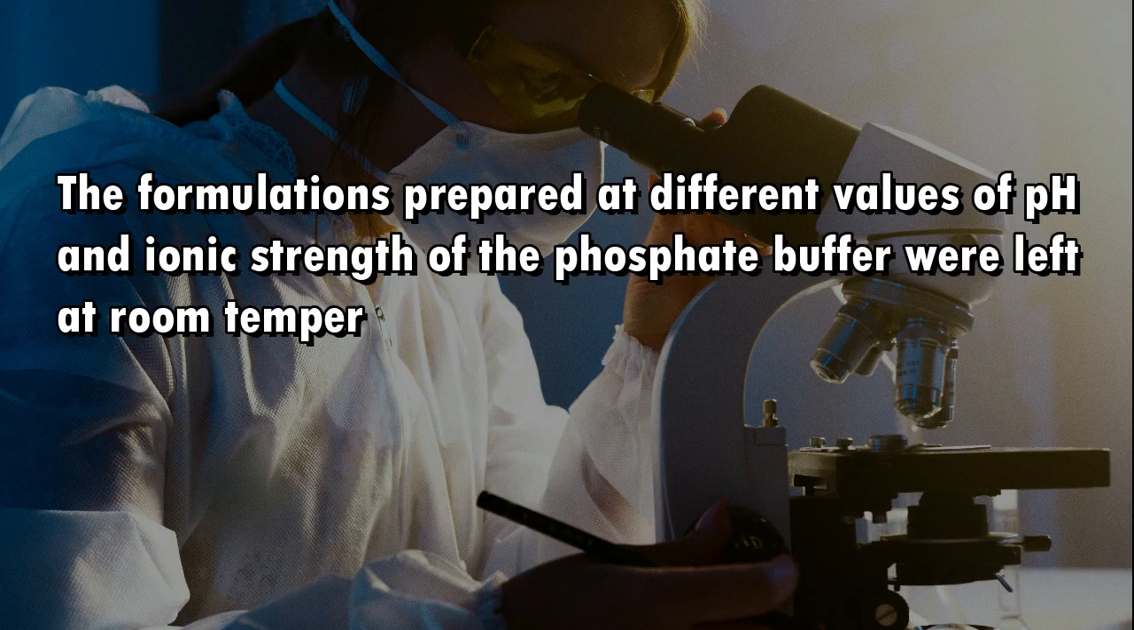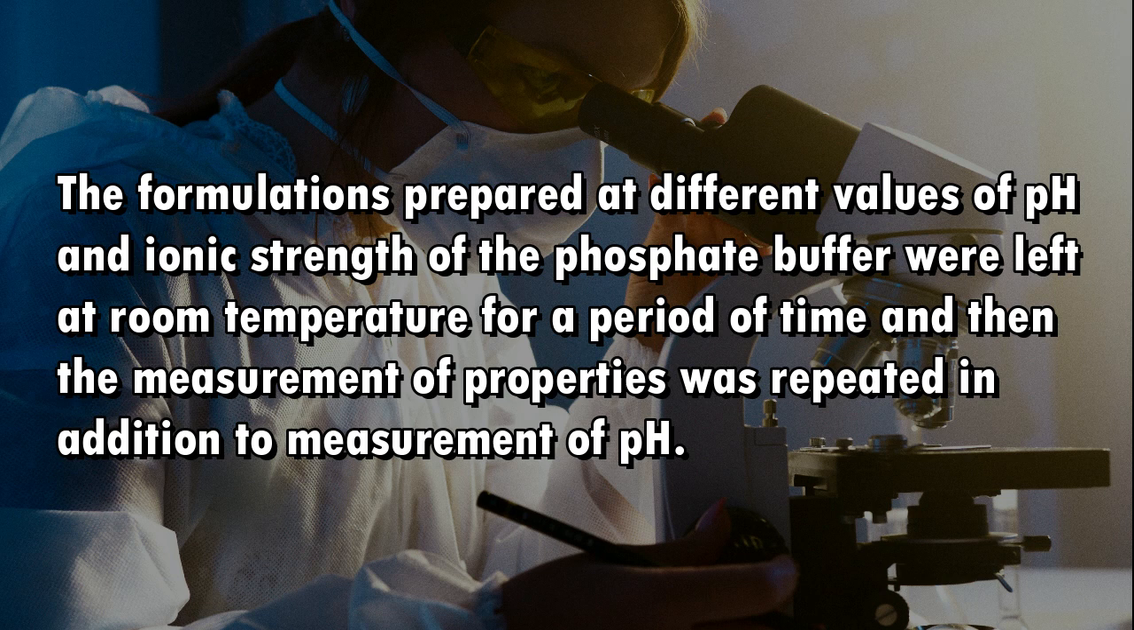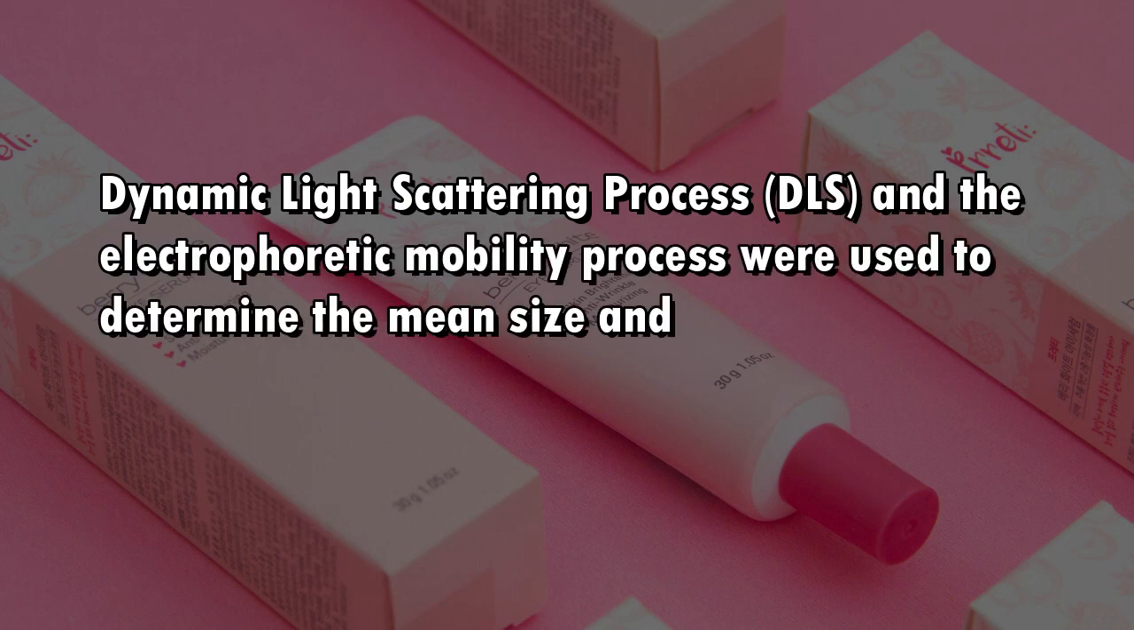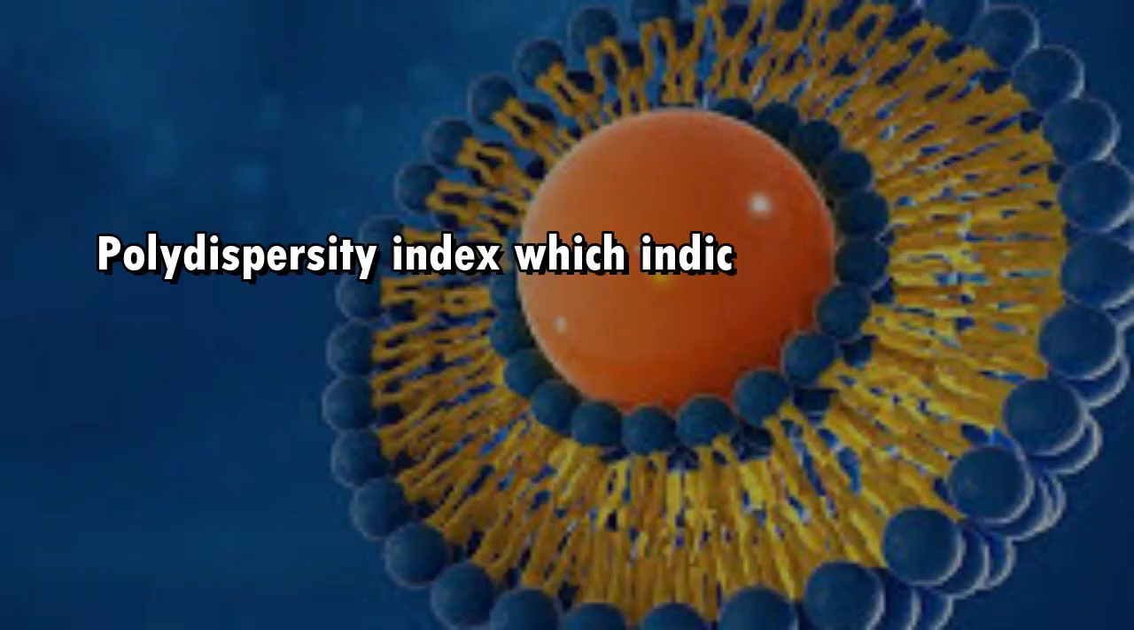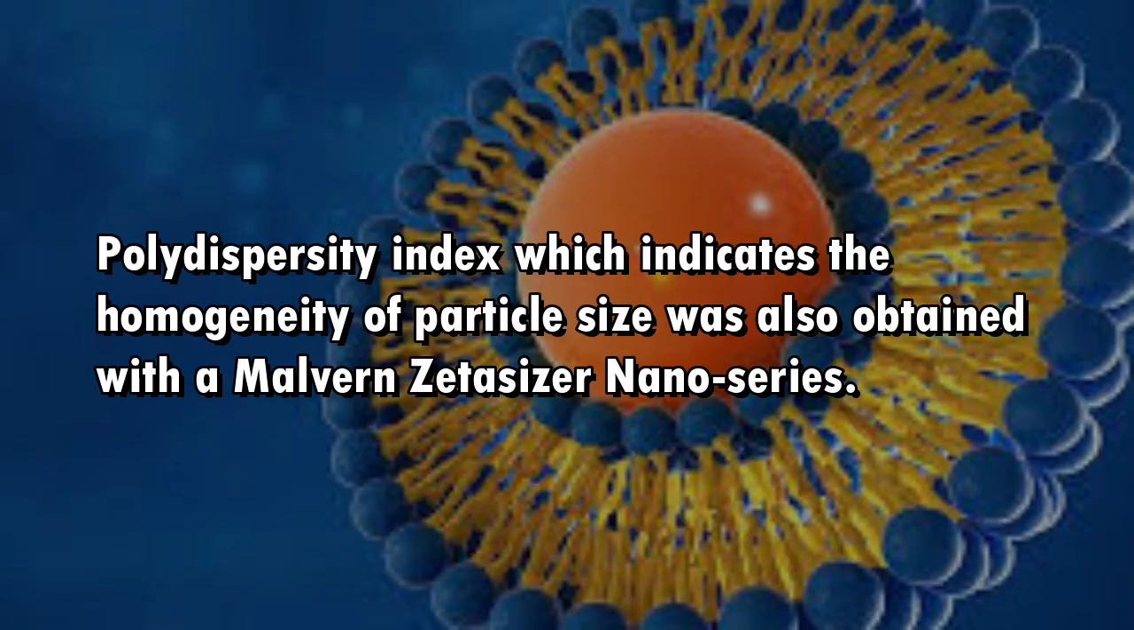The formulations prepared at different values of pH and ionic strength of the phosphate buffer were left at room temperature for a period of time, and then the measurement of properties was repeated in addition to measurement of pH. Dynamic light scattering (DLS) and the electrophoretic mobility process were used to determine the mean size and zeta potential, respectively, with a Malvern Zetasizer Nano series. Polydispersity index, which indicates the homogeneity of particle size, was also obtained with a Malvern Zetasizer Nano series.